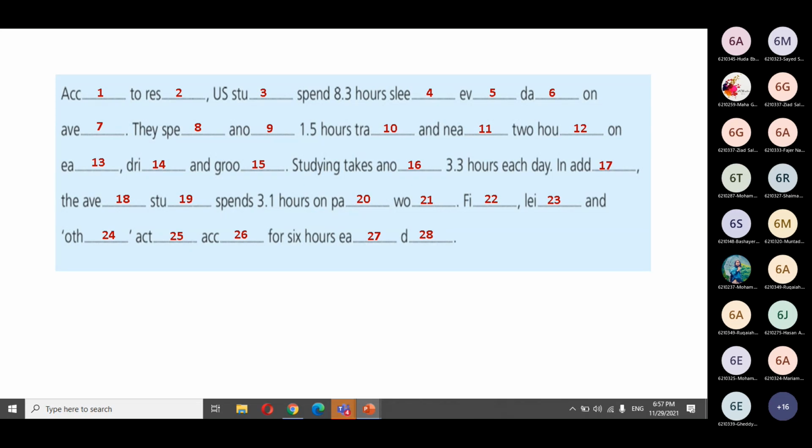This is a summary for the same text. ده ملخص للنص اللي احنا قرأناه من شوية. You have 28 words, 28 spaces. In each space, you have the beginning of the word. Try to complete the word to make a paragraph summarizing the text. So first, take your time, 3 minutes.